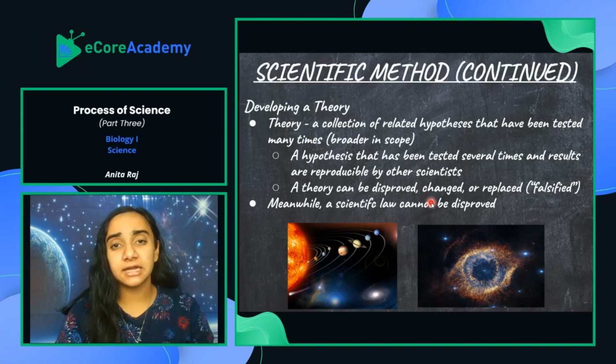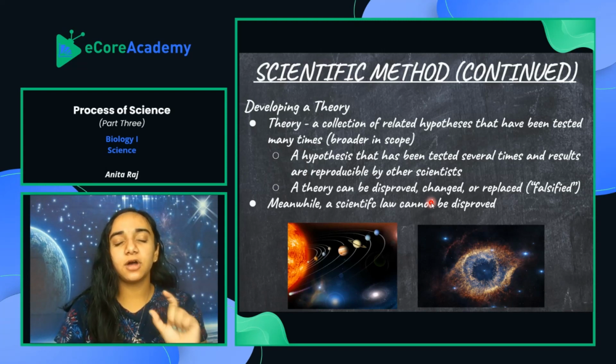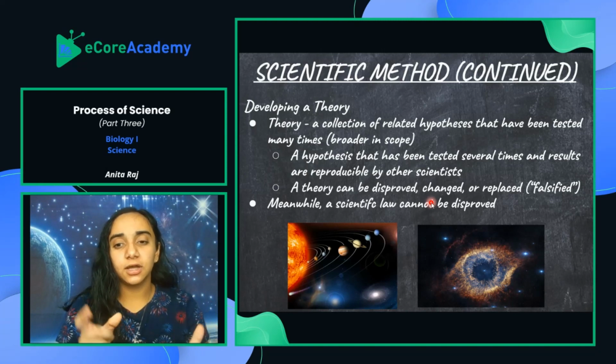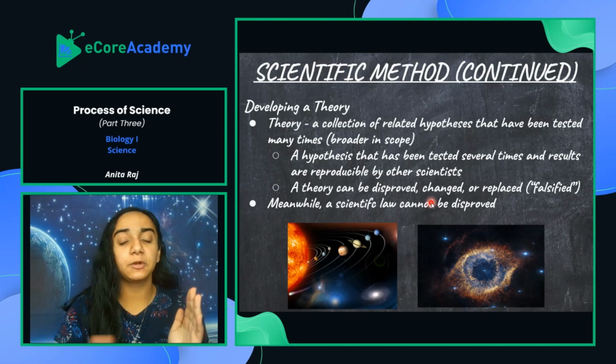Lastly, I want to go over what a scientific law is. Obviously, oftentimes you see theory versus law. Theory is uncertain, law is certain. A scientific law cannot be disproved. It has no counterexample. It is always true.